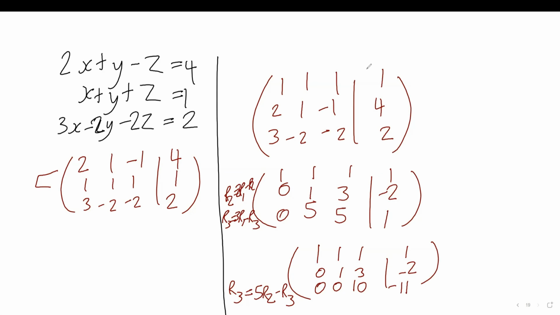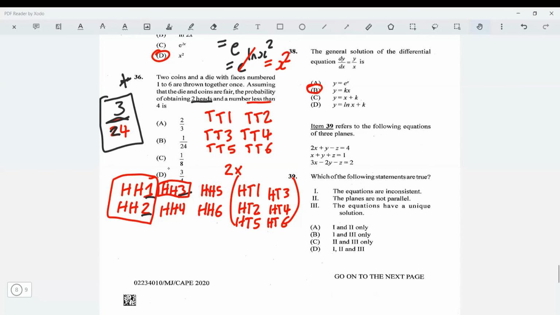So what it's giving me is a unique solution. From this, I see that the equations are inconsistent. One is not true. The planes are not parallel. They're not parallel, that's true. So 2 is true. The equations have a unique solution. So it's 2 and 3. 2 and 3 is option C. Nice.